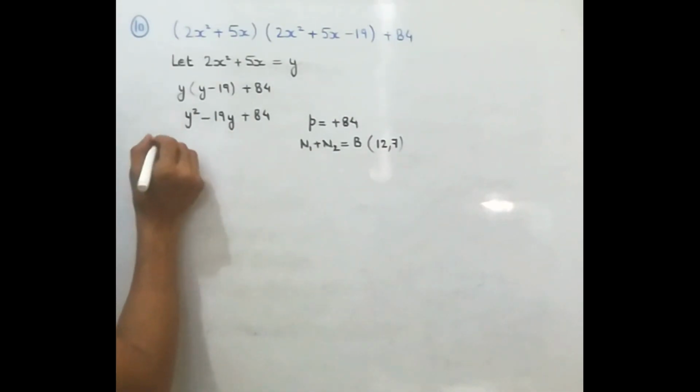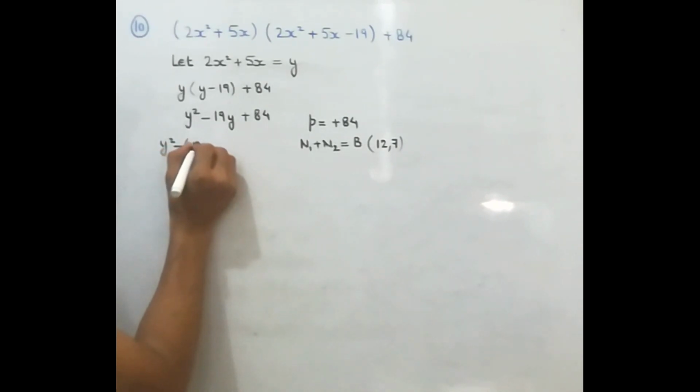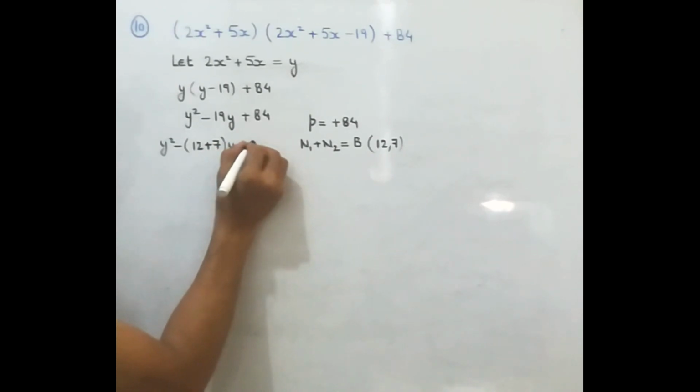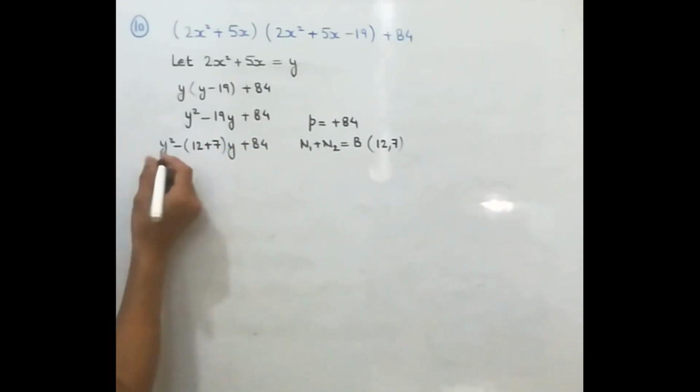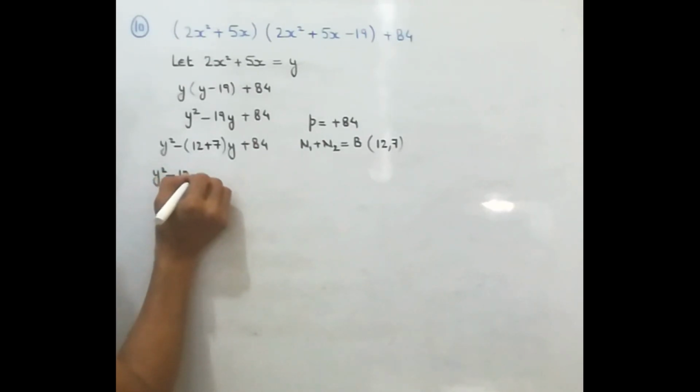So let us replace this b. So b will be replaced by 12 plus 7. The rest will remain as it is. So when we factorize it, we will open the bracket for grouping.